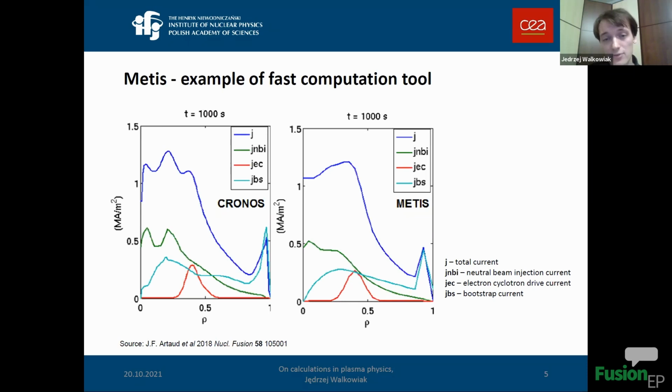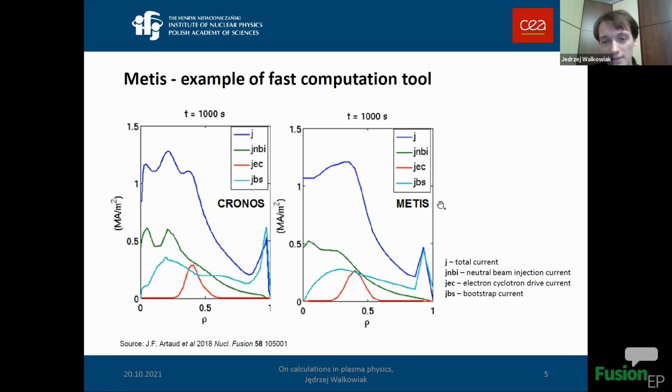An example of such an approach is the Metis software. Metis is software based on the Chronos code. The main difference is that Metis replaced many of the first principle or ab initio models from Chronos with 1D or 2D simplified versions of these models, and it still gives quite similar results in the sense that it can give you the trends and some values of the plasma parameters.